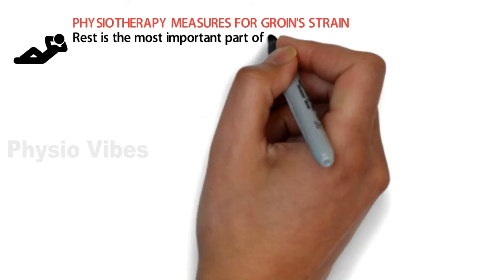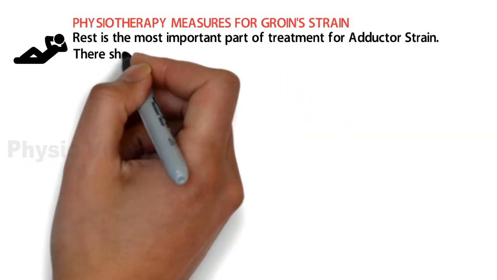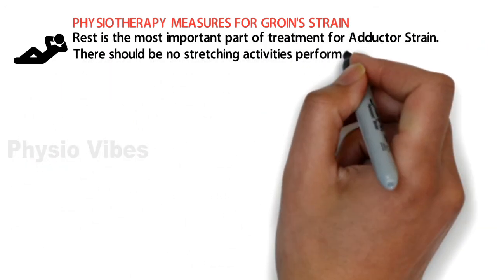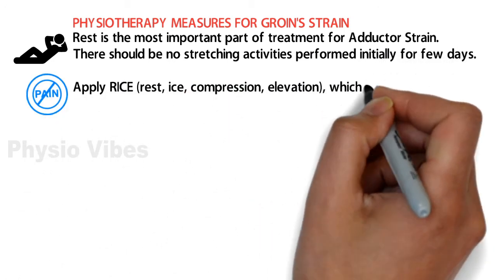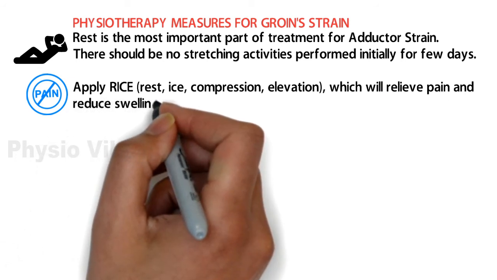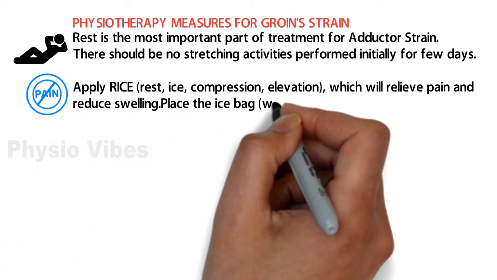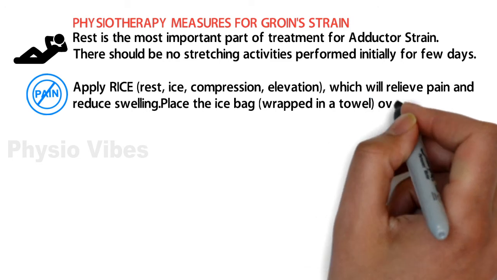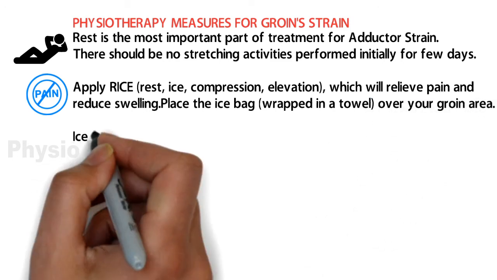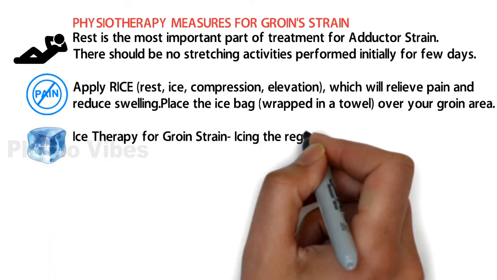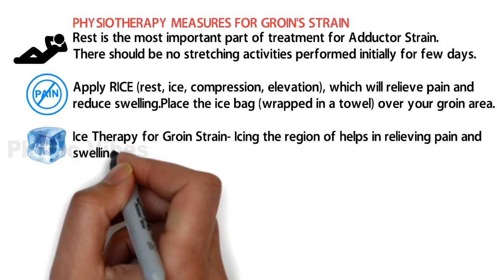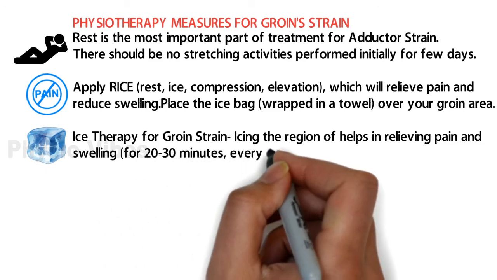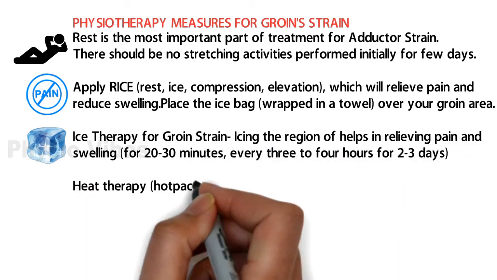Physiotherapy measures for groin strain. Rest is the most important part of treatment for adductor strain. There should be no stretching activities performed initially for a few days. Apply ice, rest, ice, compression, elevation, which will relieve pain and reduce swelling. Place the ice bag wrapped in a towel over your groin area. Ice therapy for groin strain. Icing the region helps in relieving pain and swelling for 20-30 minutes, every 3 to 4 hours for 2-3 days.